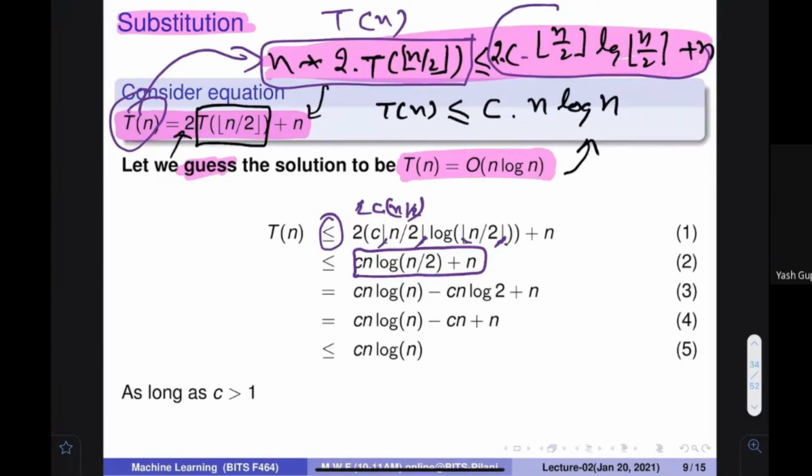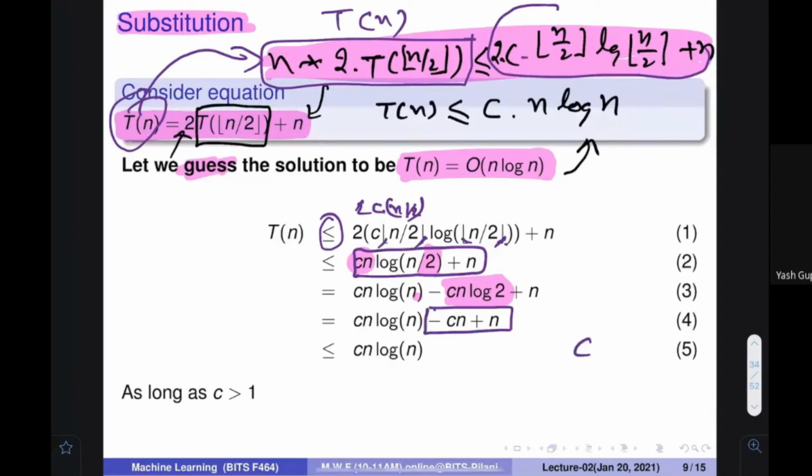Yes, thank you. So if it is like this, then this 2 that we have can be taken out. If you take it out, then it comes with a multiplying factor: cn log 2 comes out, n remains the same, and here what remains is cn log n. So the important part is this. Can you recognize this part?